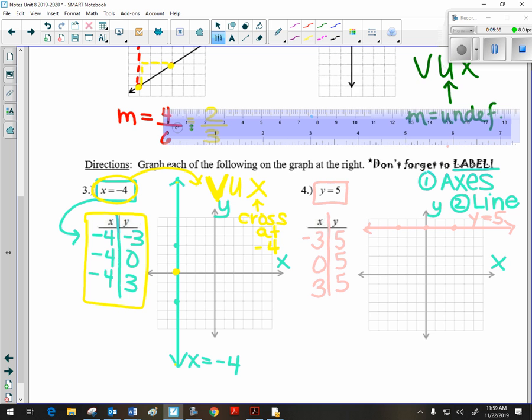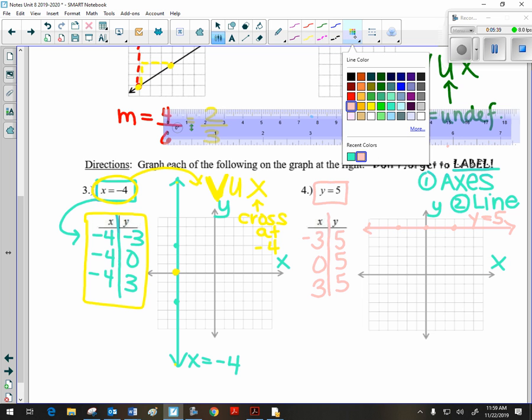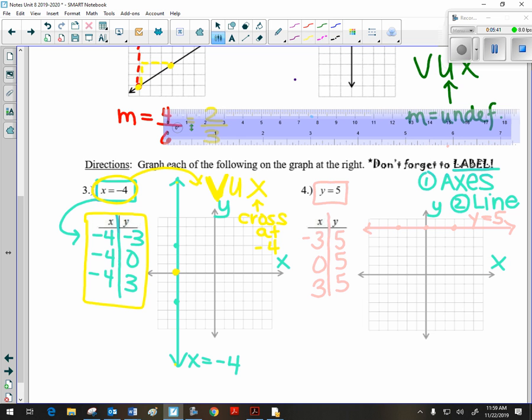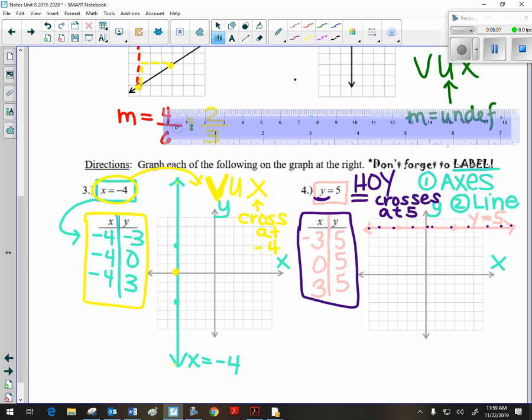Some of you may prefer to use a little shortcut, where you say, I don't think I need to make this table. I know that if there's only a y in the equation, it's a horizontal line, which means I should be drawing it horizontally, and it crosses the y-axis at 5, the number in the equation. So here's where it crosses the y-axis at 5, and I'm going to draw the horizontal line that passes through that. If you prefer to use that shortcut, that would be fine as well.